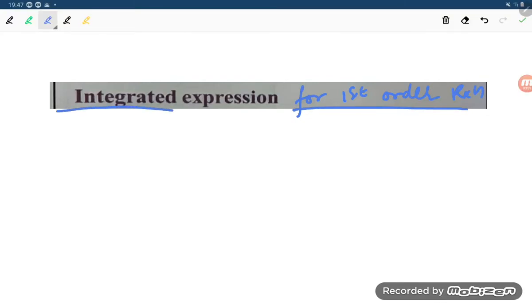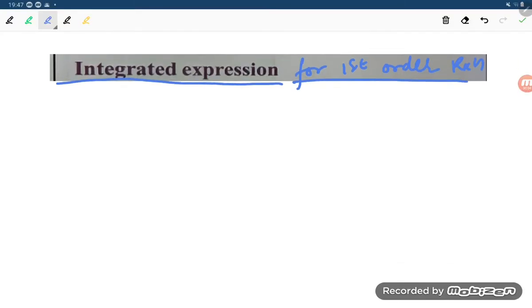Hello students, now let us see the integrated expression for first order reaction. This is also quite easy, you can easily understand this one. We are going to get the integrated equation for the first order reaction. Let us consider one equation, reactant is converting into the product, right?